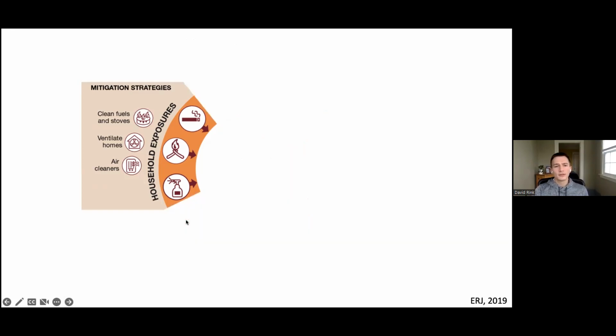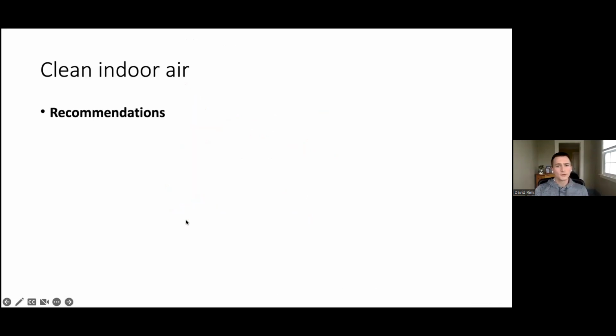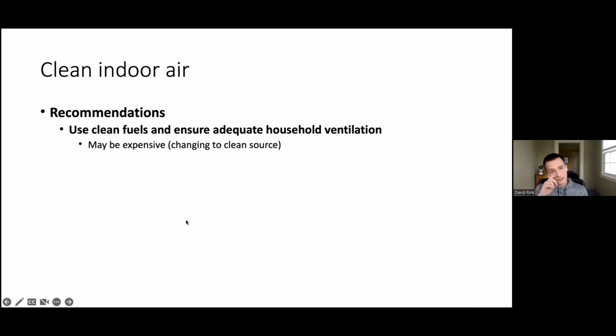So we will dive in a little bit more and look first at our household or indoor air pollution exposure. So recommendations for mitigating household and indoor exposures are primarily twofold. The first is to use clean fuels and stoves for indoor cooking and to ensure adequate ventilation. And that might be in the form of fume or exhaust hoods, windows, fans, or something else that works.